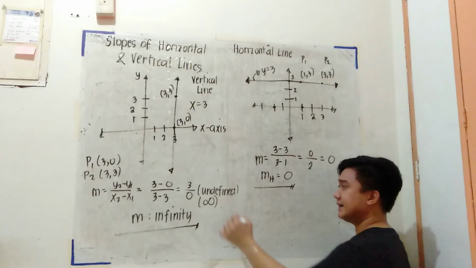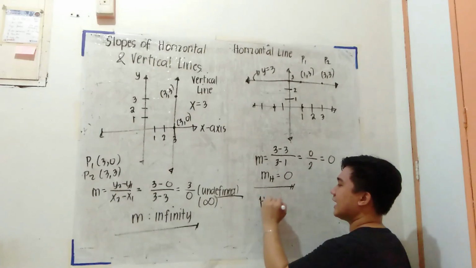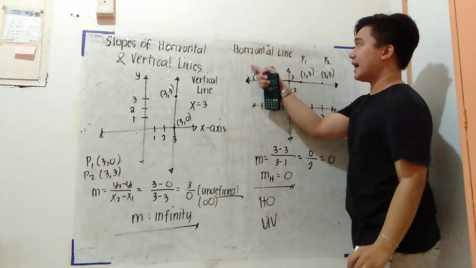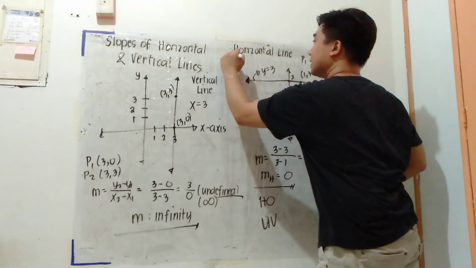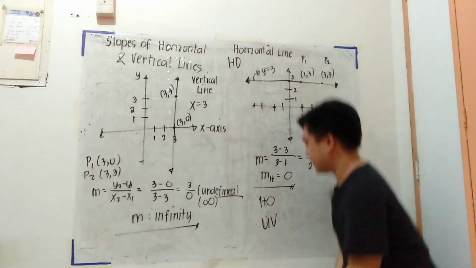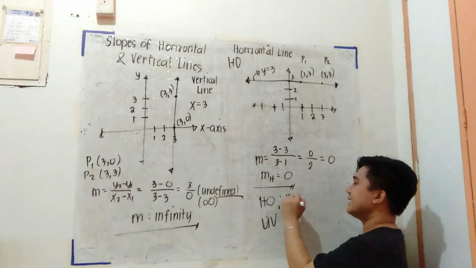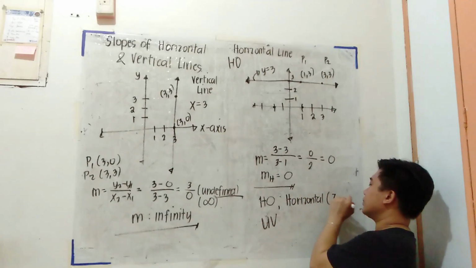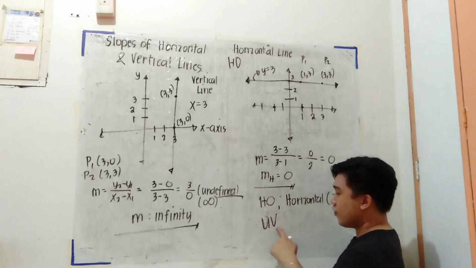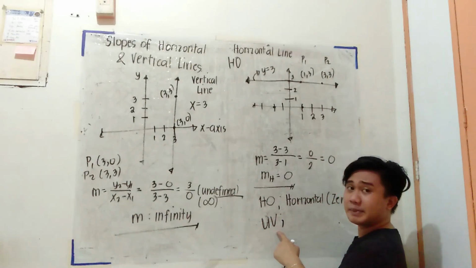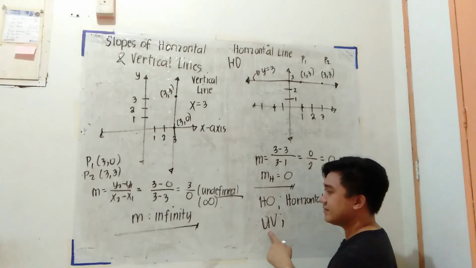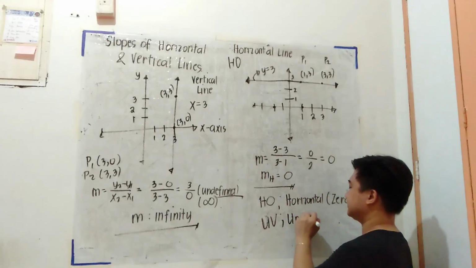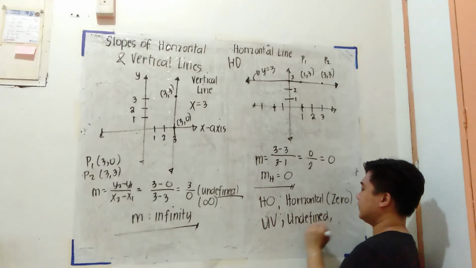Okay? Paano matatandaan? Ang ginagamit ko lang ay HO-UV. Diba? Horizontal. Isulat mo yung H0. Horizontal. So, kapag meron kang horizontal line, ang slope is 0. HO. UV means undefined kapag vertical. Kapag wala sa choices si undefined, choose infinity. So, undefined, vertical.